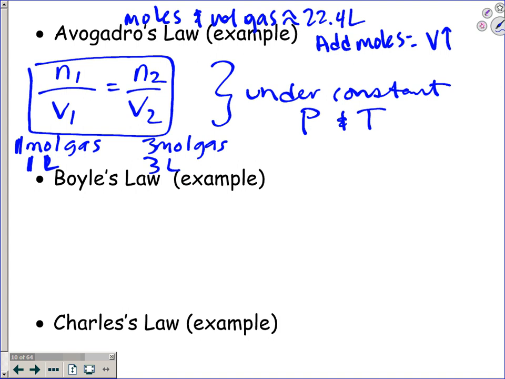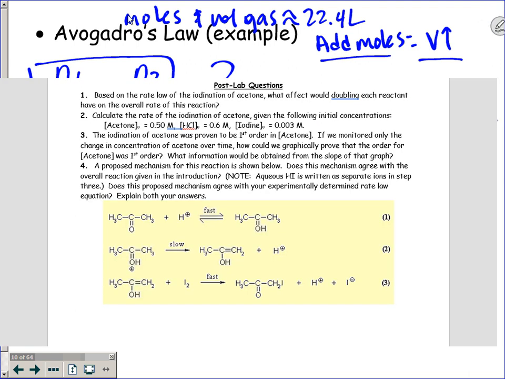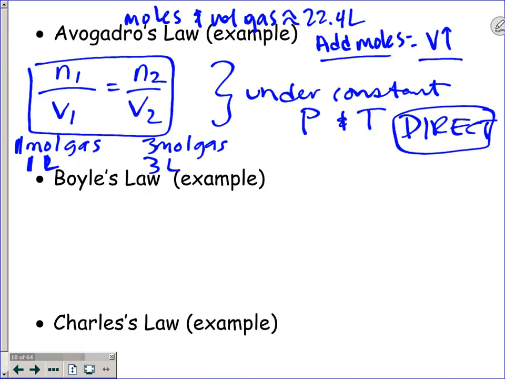Direct or indirect relationship? How do you know? Because one went up and the other one went down. Right, so this was up and up, where add moles of gas, increase the volume. So put direct up here. I forgot to put that earlier. Sorry. This is a direct relationship. In Boyle's law, we have an indirect relationship because as pressure decreased, the volume expanded, right? The volume increased. So this is an indirect relationship.